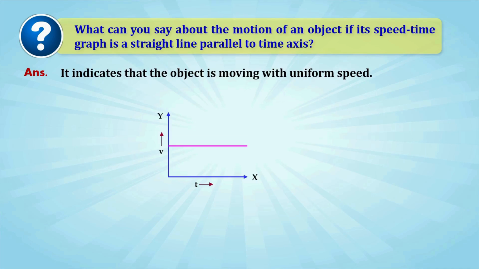In a speed-time graph, the vertical axis represents speed and the horizontal axis represents time. If the graph is a straight horizontal line parallel to the time axis, it means the speed remains constant with time. Since the speed does not change, there is no acceleration. Therefore, the object is moving with uniform speed, which means it covers equal distances in equal intervals of time.